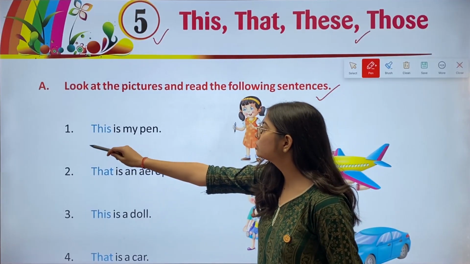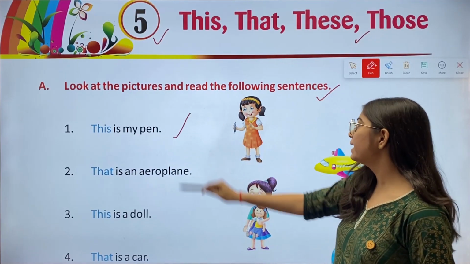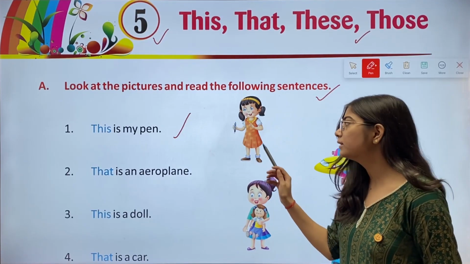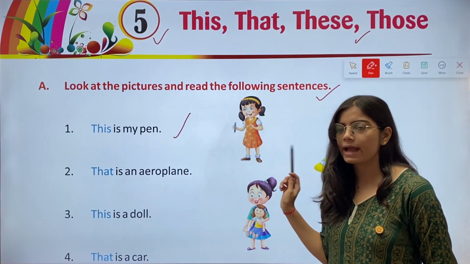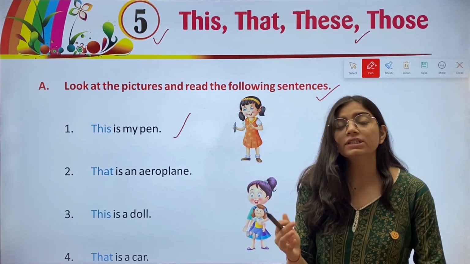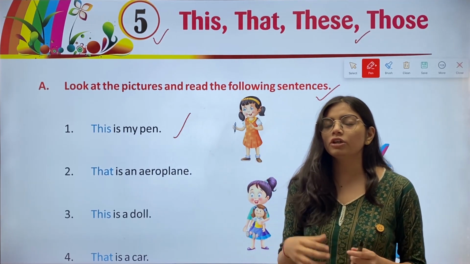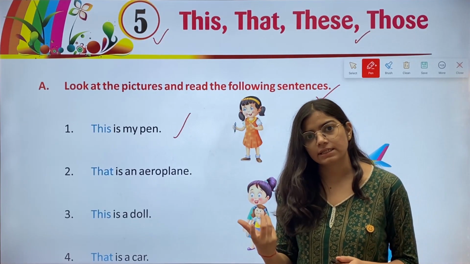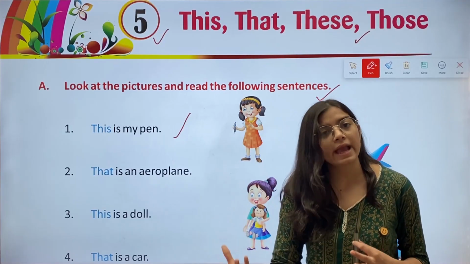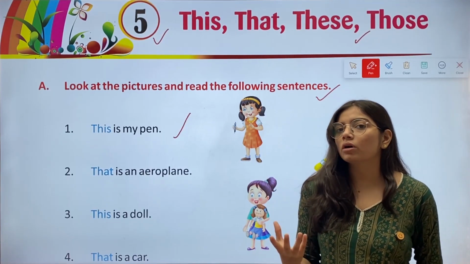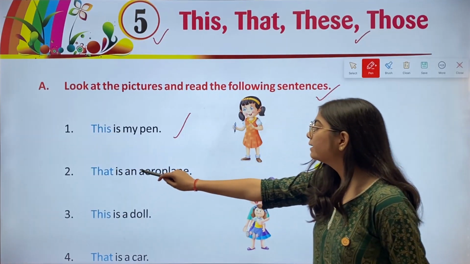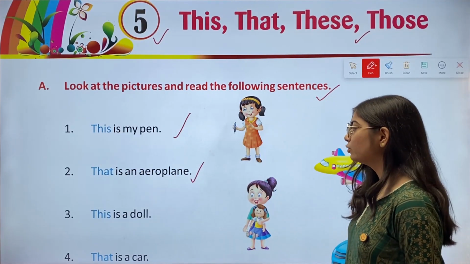So we have the first one. This is my pen. As you can see, there is a girl who is holding a pen in her hand. When there is a thing which is nearer to us, we use the word this for only one thing, one place, or that can be animal. We use the word this. Okay. Then we have second, that is an aeroplane.